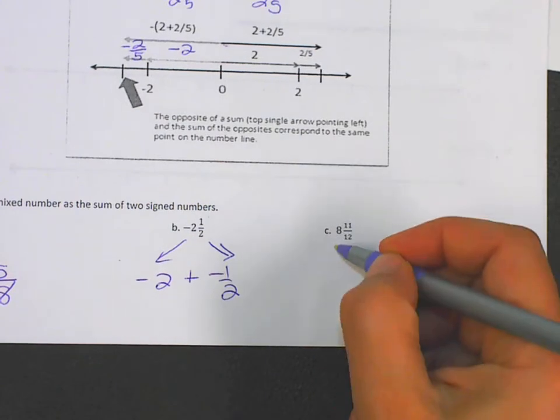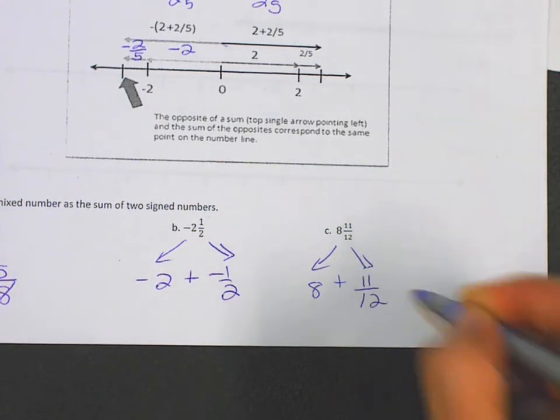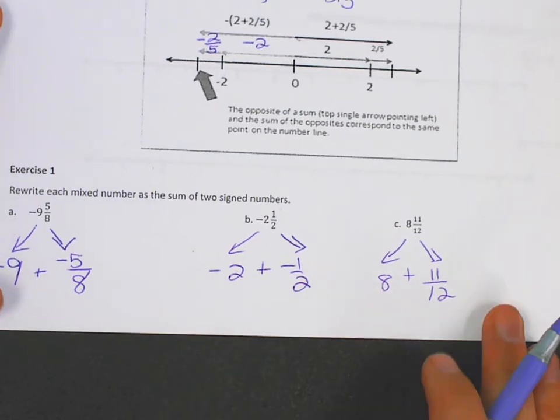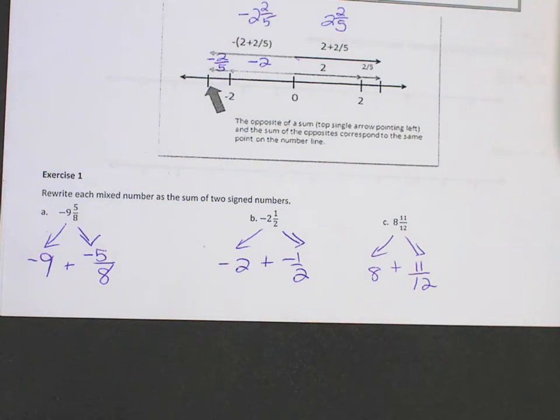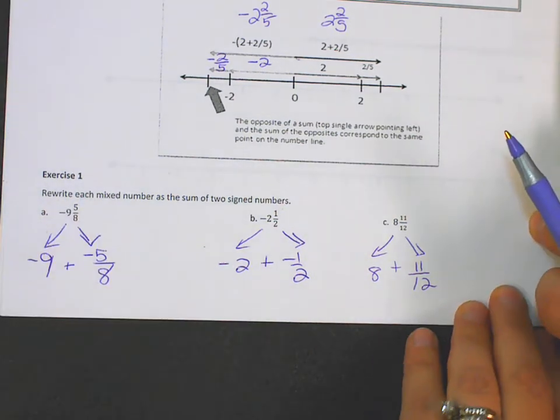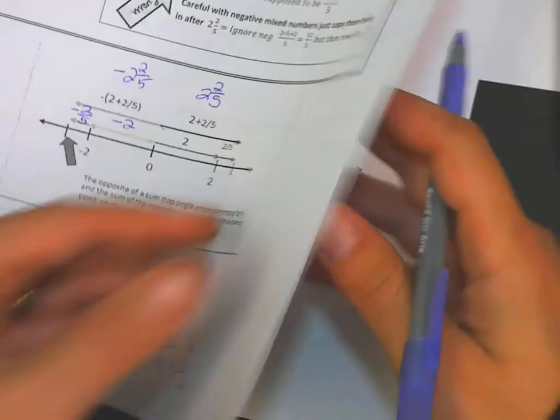A positive mixed number, this is just 8 and 11/12. You need to know this, especially if I want to draw something on the number line, or I want to use some of my properties to make problems easier. That's why I teach you properties, like additive inverse, commutative, associative. These properties make our lives easier, and we're going to practice that in these notes. Okay, so you've got that down. We're going to go to the next page.